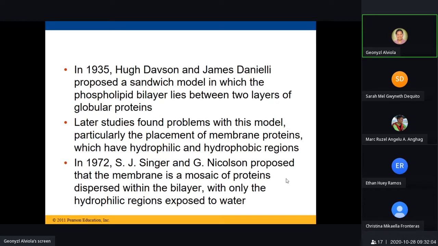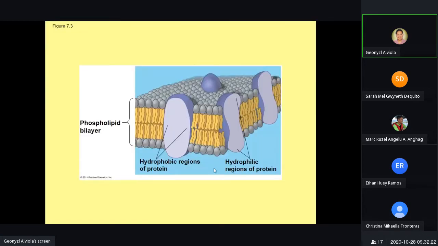So, when we say mosaic, they are not uniformly distributed. Para silang lumulutang sa sea of phospholipids. So, ito ang imagination nila Singer and Nicolson in 1972. So, this is how Nicolson and Singer presented what is a plasma membrane.